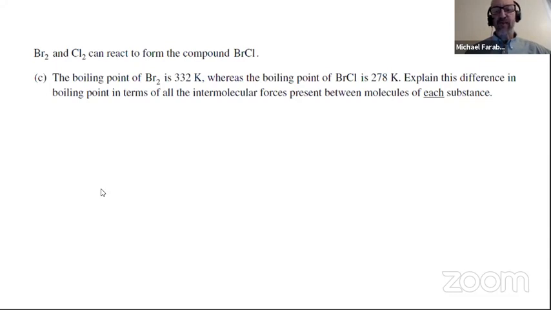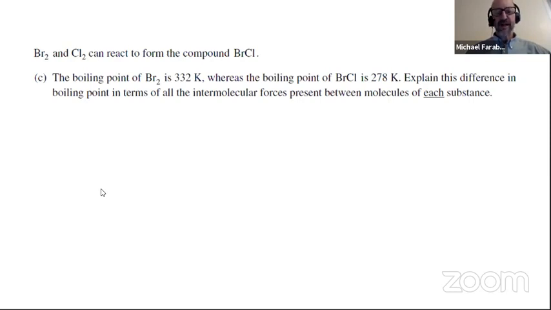whereas the boiling point of BrCl is 278 Kelvin. Explain this difference in boiling point in terms of all the intermolecular forces present between molecules of each substance. So again, think about how you would answer that question. As I mentioned, feel free to pause the video if you want some time to process and think, that's fine.